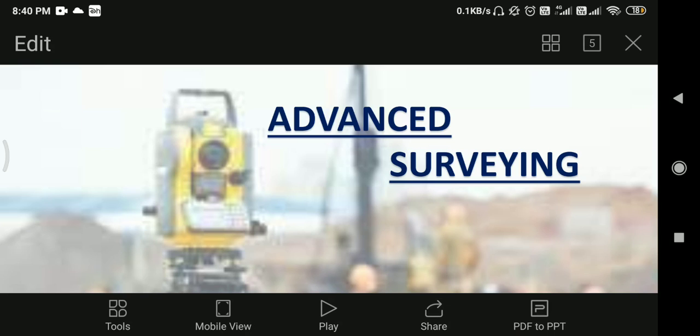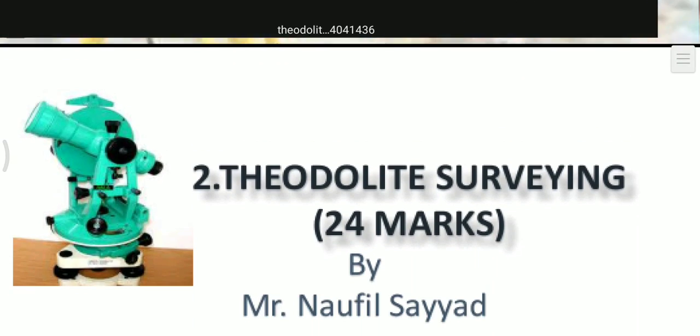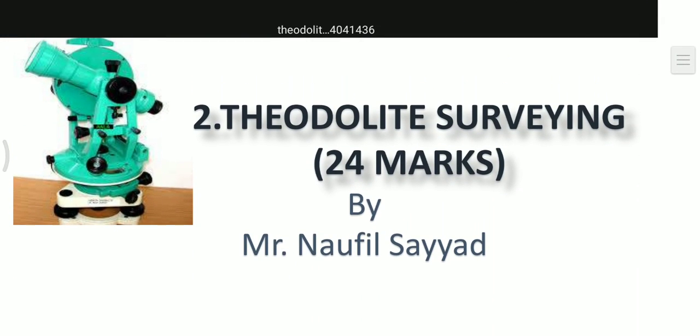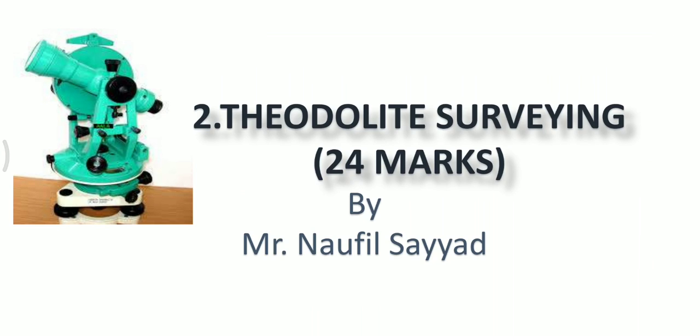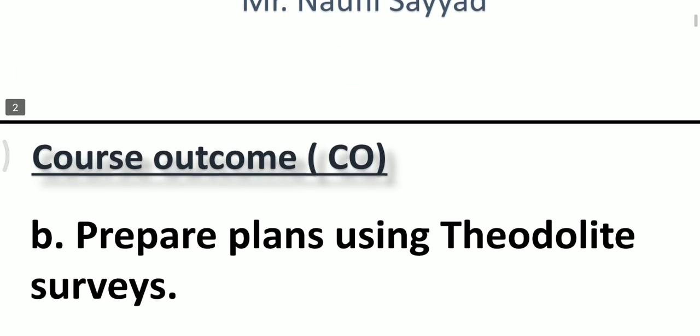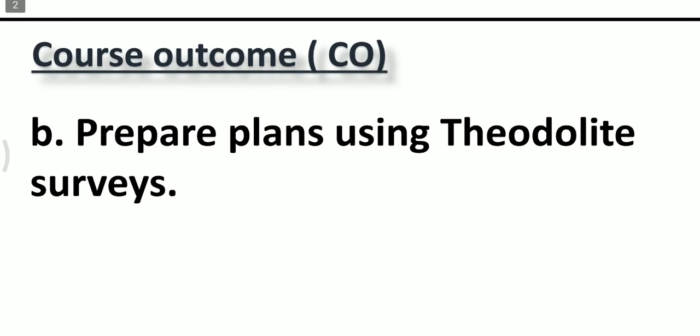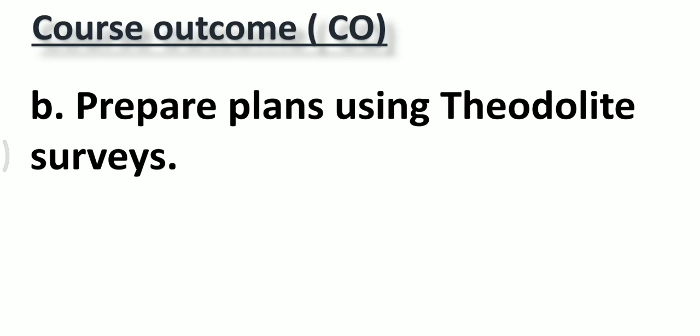Today's topic is advanced surveying, and the unit name is Theodolite surveying. The total weightage for this Theodolite surveying unit is 24 marks. In this unit, the MSBTE asks for 2-mark questions, 4-mark questions, and 6-mark questions in the exam. In this unit, we learn how to prepare a plan using Theodolite surveying.